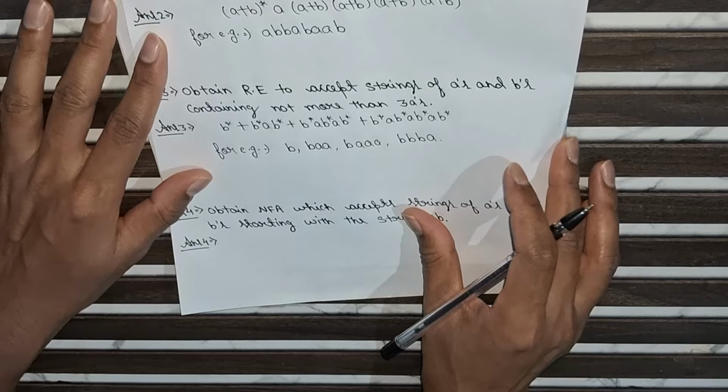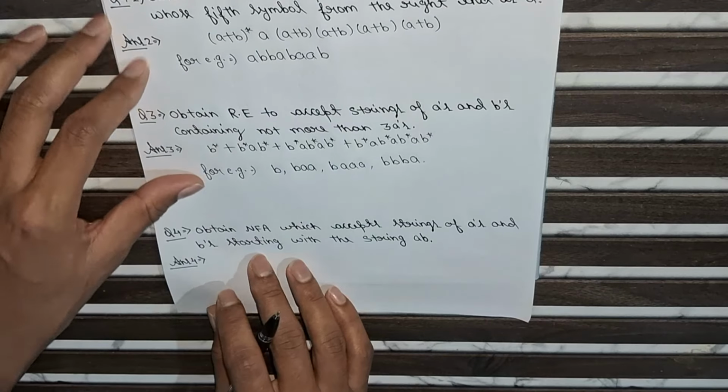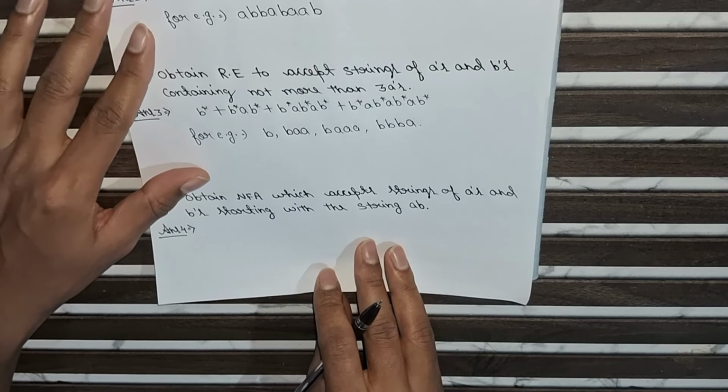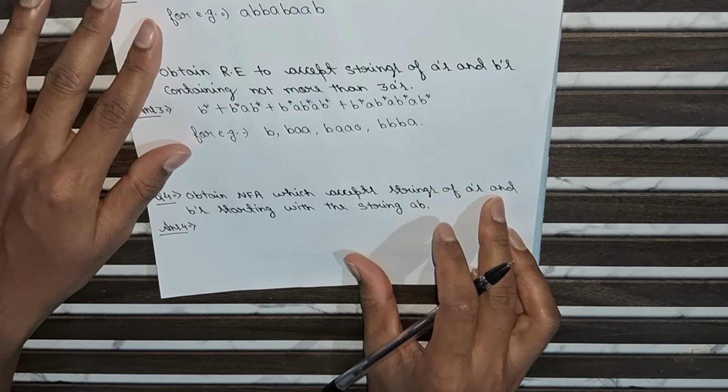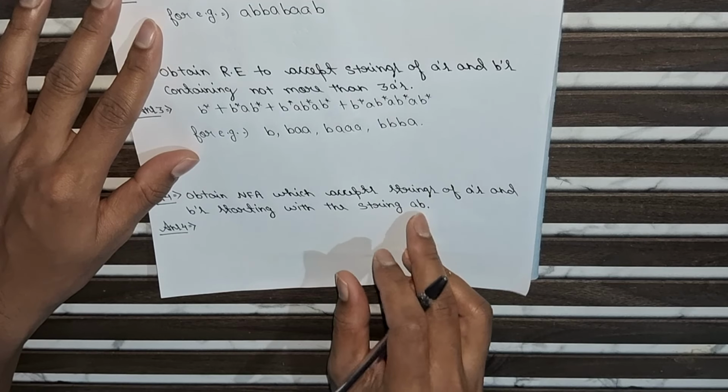Now we will move to the next question. Our next question is: obtain an NFA which accepts strings of a's and b's starting with the string ab.